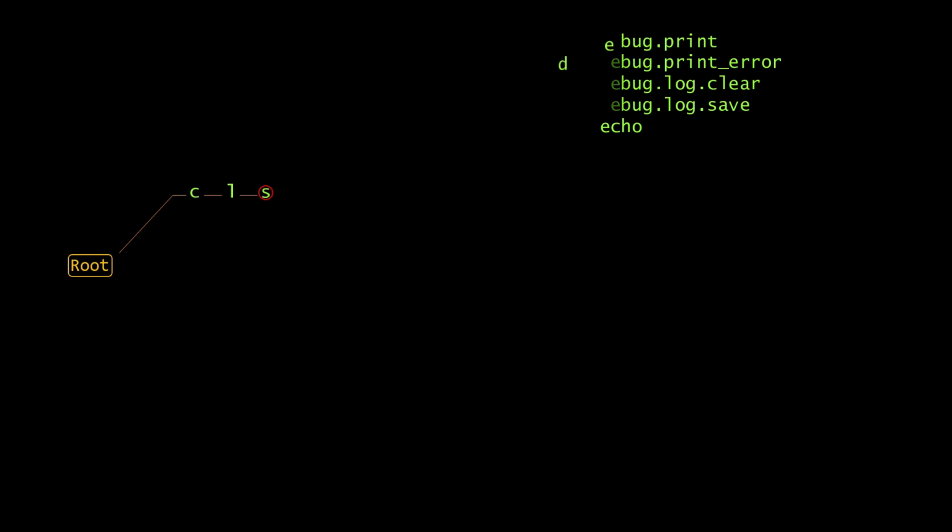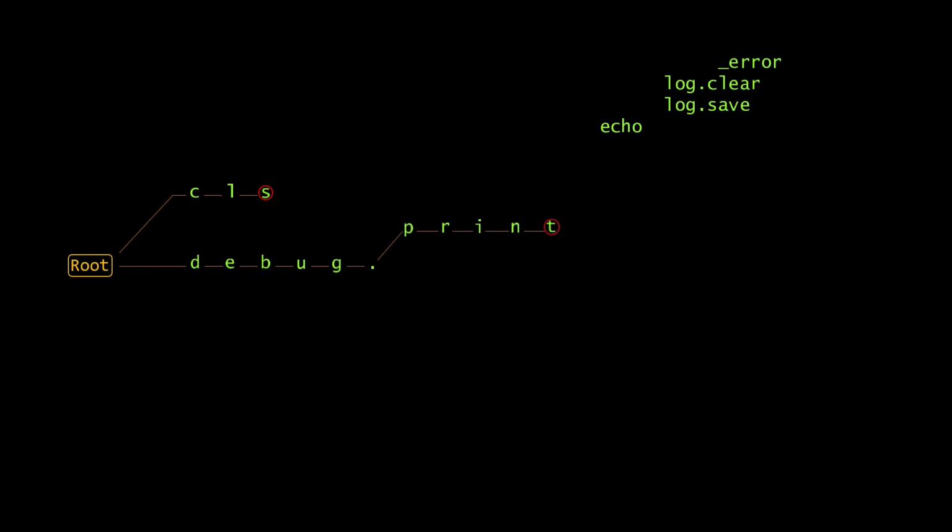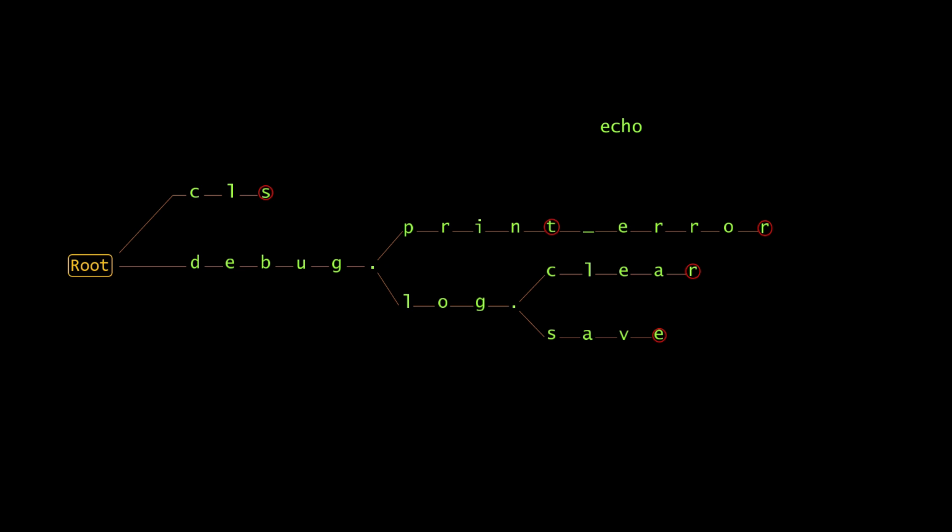Next we'll add in the debug.print and debug.printerror commands. You'll notice that we reuse nodes for existing letters and don't create new ones. This is why we flag nodes as complete strings, because we can't just rely on leaf nodes to indicate a valid string. Now let's fill in the rest of the commands so you can see the completed tree.